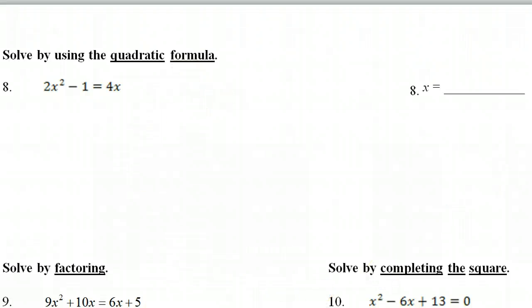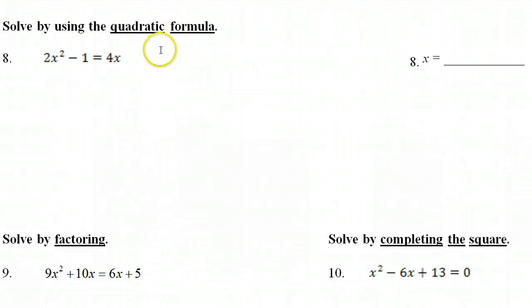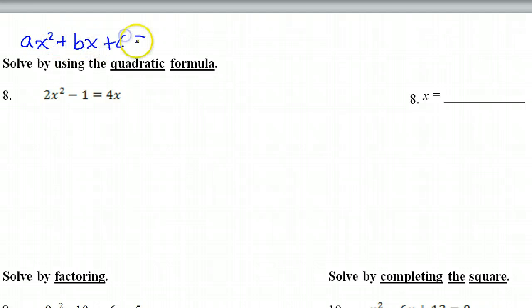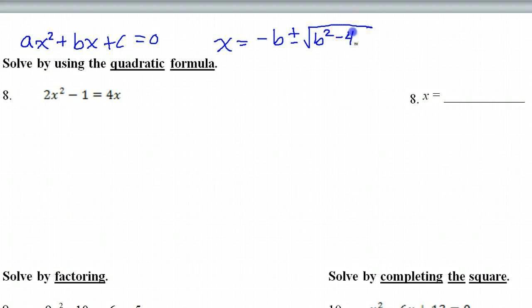Save my voice. Looking at number 8, solving by the quadratic formula. The quadratic formula says if you have an equation in standard form, ax squared plus bx plus c equals 0, the standard form, then the solutions will be x equals opposite of b plus or minus square root b squared minus 4ac all over 2a.